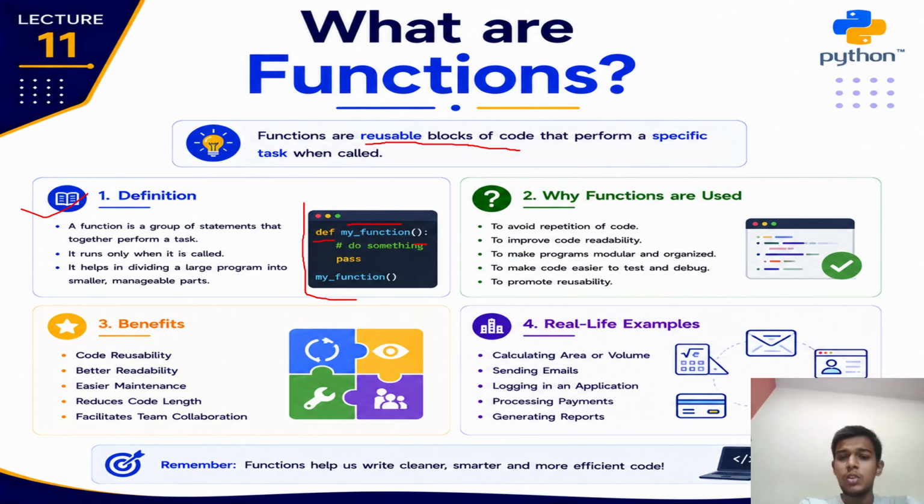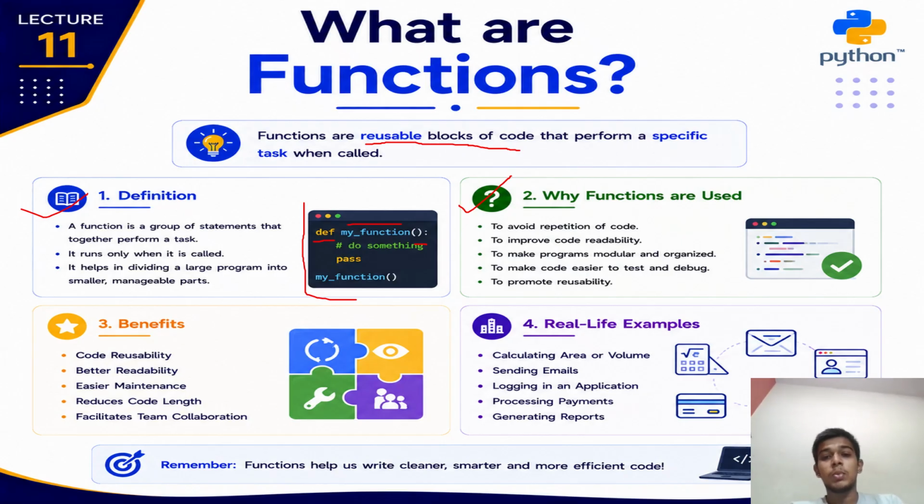Now, why do we use functions? There are a few points. Let's see these points. The first reason is to avoid repetition of code. If the same code is needed multiple times, writing it once inside a function saves both time and effort. The second reason is better readability. When our program is divided into smaller functions, anyone reading the code can understand it much more easily. The third reason is modularity. Large programs become easier to build because we divide them into smaller parts and each function performs only one specific task.